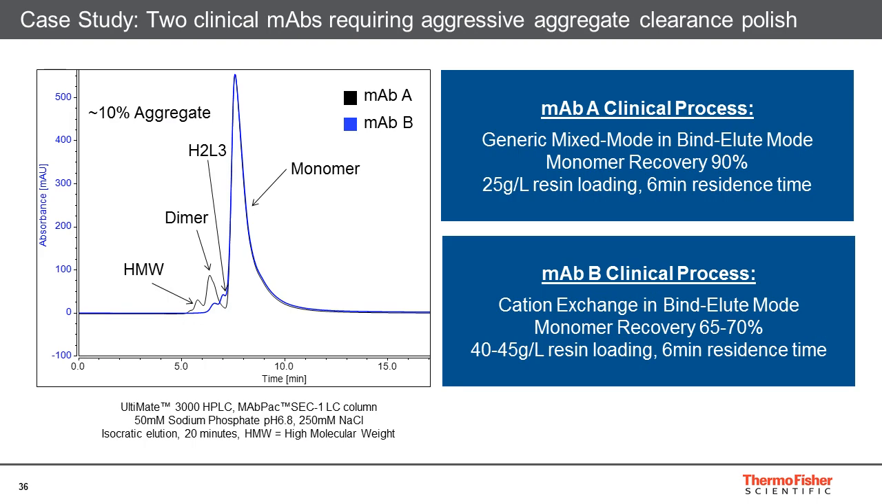So for the next couple of slides, I'll switch gears a little bit to talk about another mAb, mAb-B. Again, this mAb is unusually difficult with an aggregate species called H2L3, which is basically 1 light chain more than a monomeric product. Both these mAbs have around 10% aggregates after an exchange polish, so very difficult to work with. And the clinically optimized polish step was the cation exchange bind-elute, operated at 6-minute residence time with a 40 grams per liter resin loading. Again, they're accepting really high yield losses, mono-recovery losses, because they're cutting off that elution pool quite aggressively at the tail end.